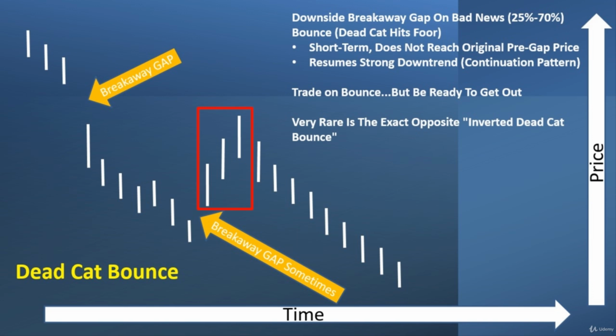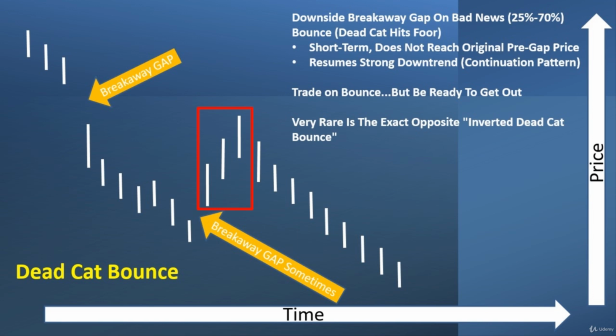Again, a dead cat bounce is a continuation pattern. So it's going to resume that strong downtrend. But the idea is something bad happened, drove it down, and people are looking at it as it hits rock bottom and bounces. They're saying this is way too low. Maybe this has been oversold. Let me buy in, and then you get more buyers. And that causes the bounce. That's your breakaway gap. That's the bounce.